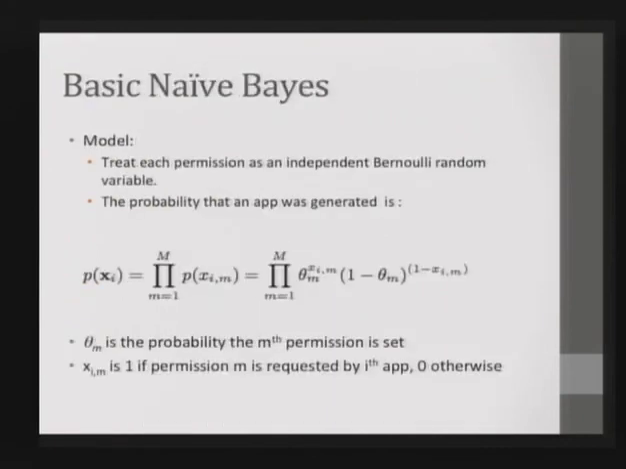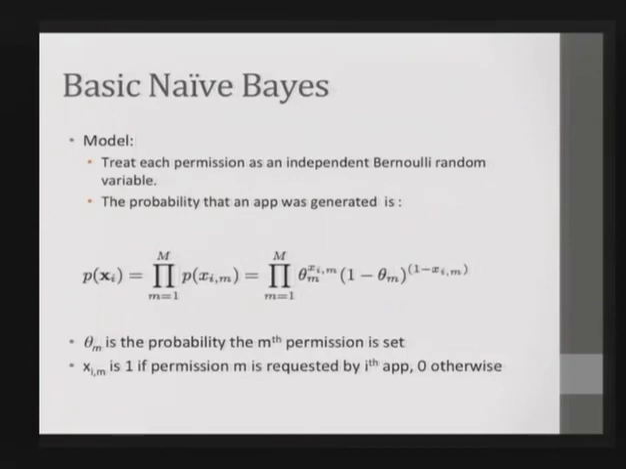So our most basic model is going to treat all these permissions as separate and independent Bernoulli random variables. It's like flipping lots of different coins, one for each permission, and each one's going to have a different probability of coming up. Then, in order to calculate the probability of seeing any specific vector, all we have to do is multiply all these individual probabilities together, and then we can say the probability of seeing that vector. And so that's what we do.